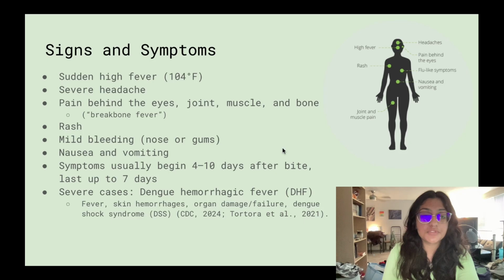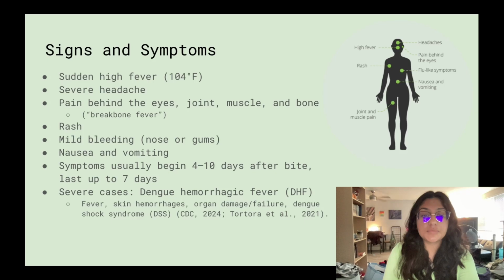Signs and symptoms of dengue include a sudden high fever up to 104 degrees, severe headache, pain behind the eyes, joint, muscle, and bone pain, which gives dengue fever the nickname of breakbone fever because it can feel like your bones are actually breaking when they're not. Other symptoms include rash, mild bleeding of the nose or gums, and nausea and vomiting.